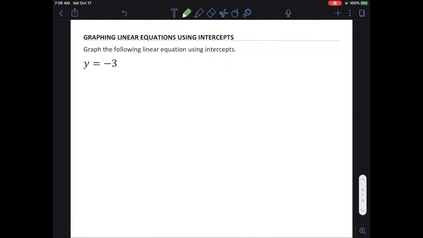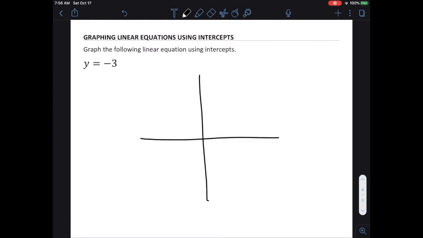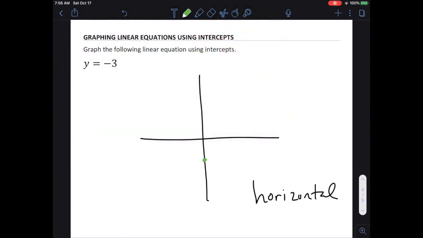Okay, last one. In this case, we have just y equals negative 3. And if you remember from the last lesson, when we have something like y equals negative 3, it is a horizontal line. It's a horizontal line at negative 3, so I'm going to go ahead and graph that. And when you do that, what you've just done is you've plotted the y-intercept. So in this case, it's a horizontal line at negative 3.